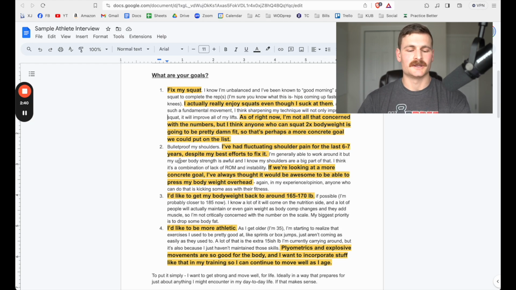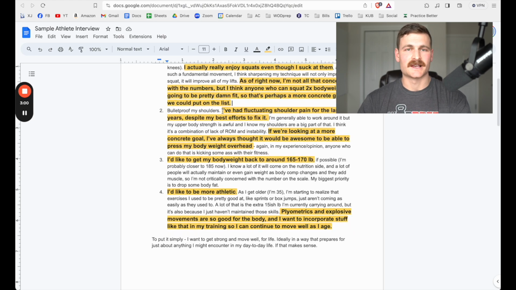Now, the body weight goal is actually pretty common. It's not a super great way to think about things because it can be difficult to reach those sometimes, depending on your response to training. But all the same, we just want to know that he wants to get stronger in his squat.